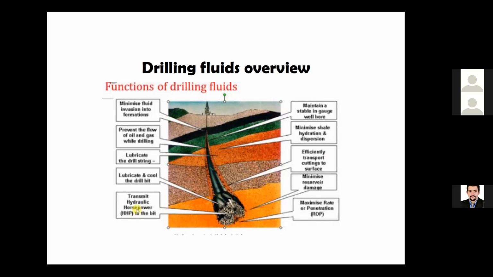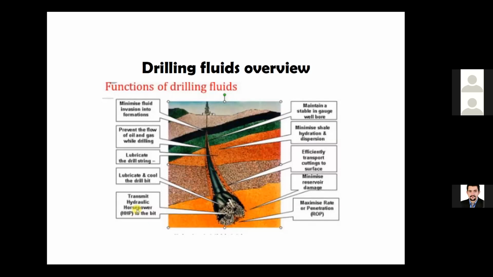Third, we lubricate the drill string. One of the most important functions of the drilling fluid is to lubricate the drill string in order to decrease torque while drilling, in order to facilitate the drilling itself, and to increase the rate of penetration, aka ROP.